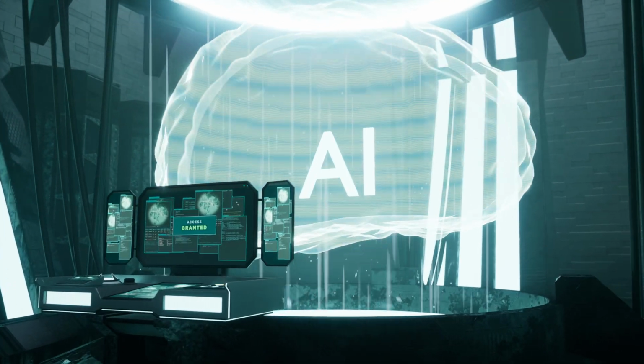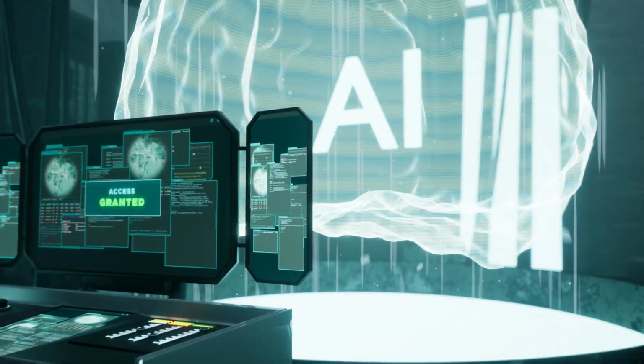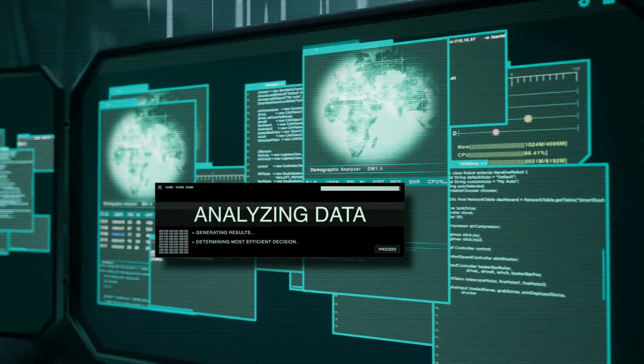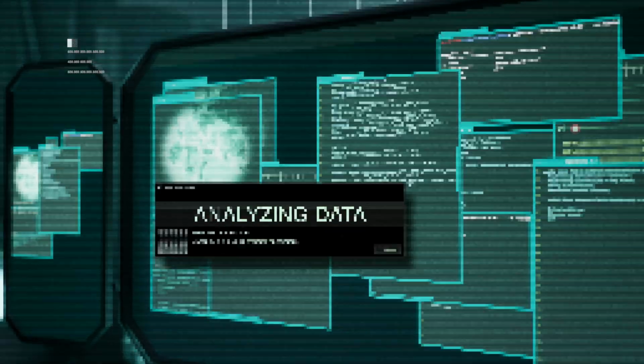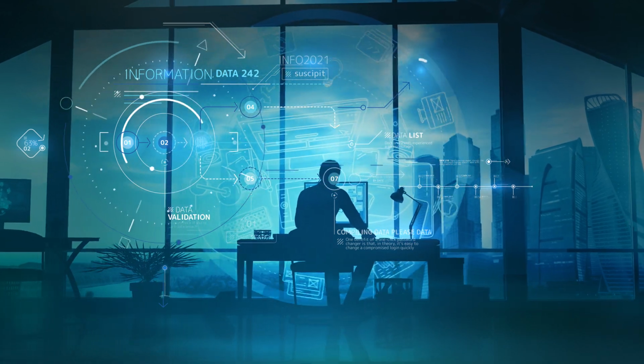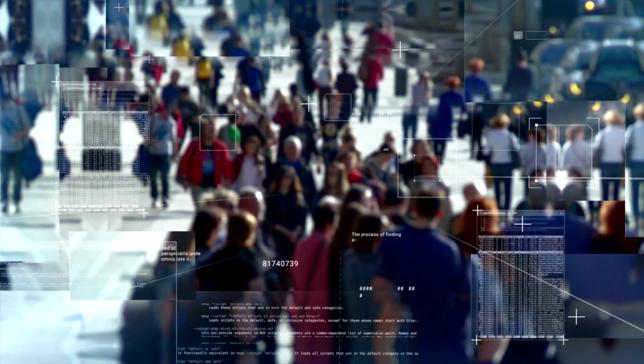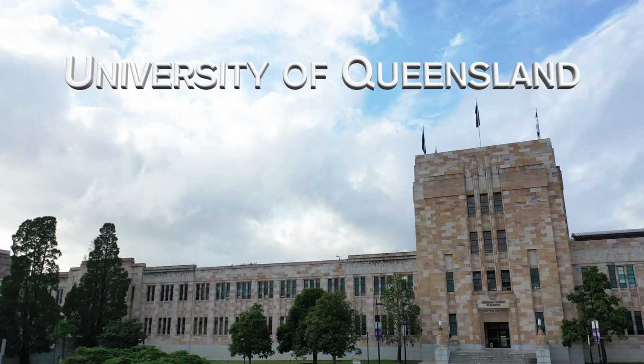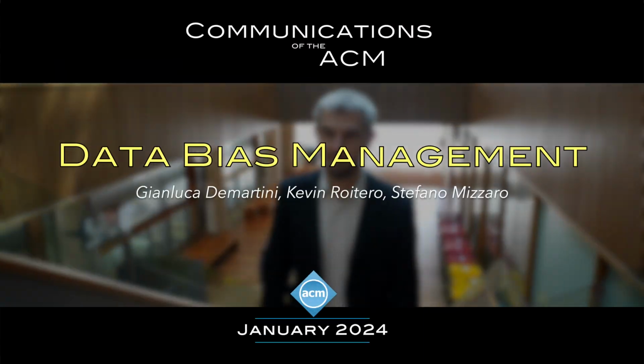The use of AI and machine learning is driven by the data that lives behind it. And it's no secret that data-driven decision-making is being used everywhere and is inevitably a part of our daily lives. But can this data be trusted? Join us as we head to the University of Queensland to talk with Gianluca Demartini and his research on data bias management.